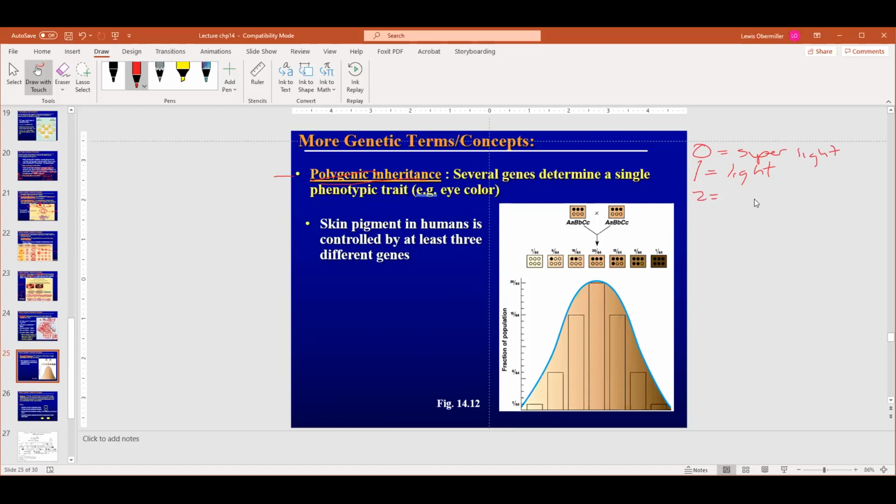And 2 would be a little darker. And then 3 would be medium dark, and 4. And you could have up to 6 of these. And if you had 6, you'd be really dark skinned. And it's because each of these genes produces the pigment melanin, which causes your skin to be dark.